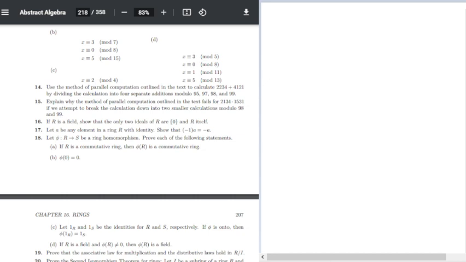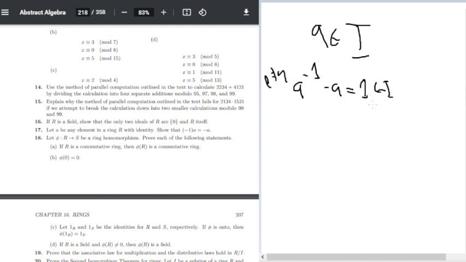Yeah, this is kind of what we previously showed. If R is a field, suppose A is in R, like an ideal. Then A to the negative 1 exists if 0 is not equal to A. Then A negative 1 times A equals 1 is in I, which implies that I is equal to R.